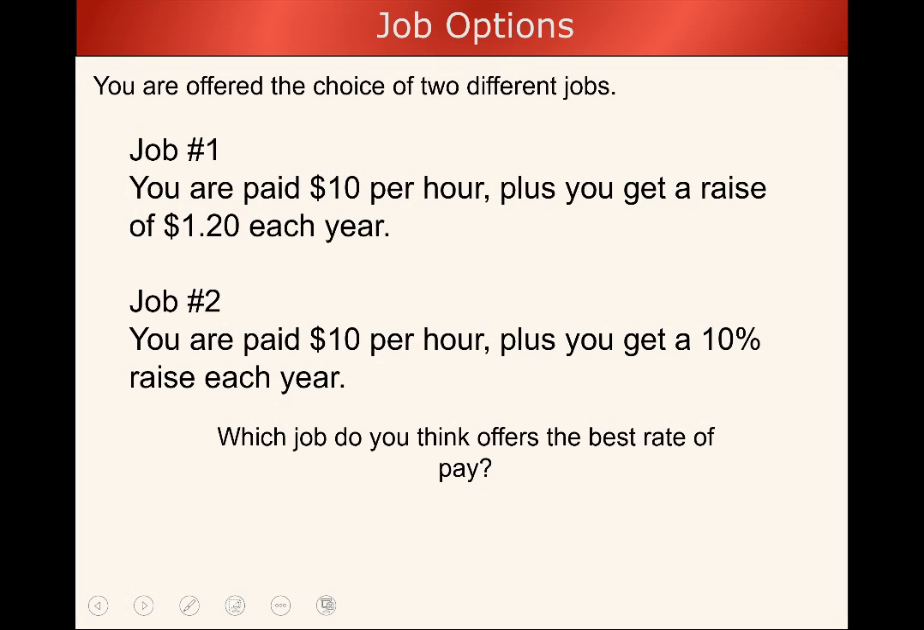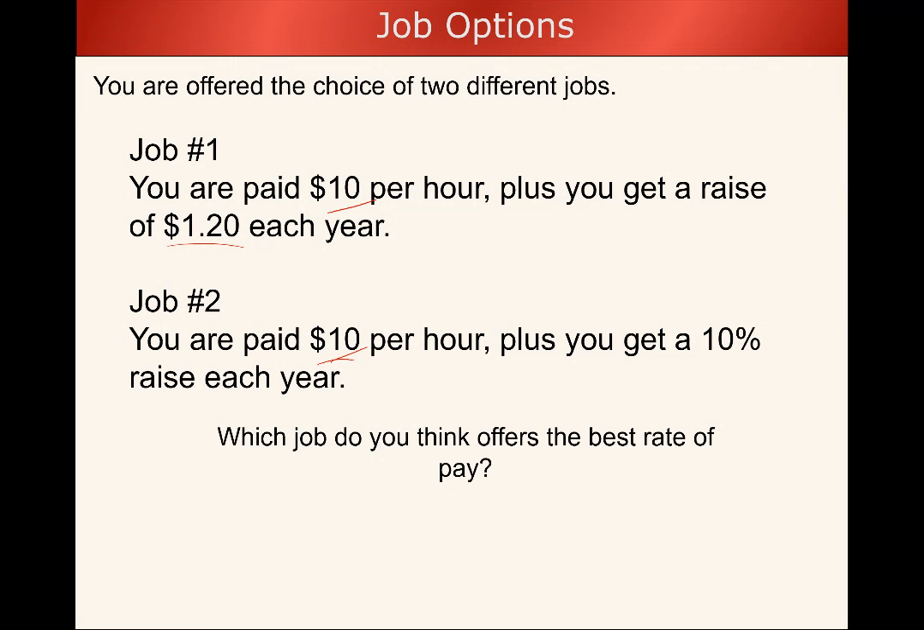I'm going to try and keep this quick because bandwidth is at a premium at my house. So consider this. You're offered two different jobs. $10 an hour for both of them. But job one, it's $10 an hour, plus you get a raise of $1.20 each year. Job two, $10 per hour, plus you get a 10% raise each year. What job do you think offers the best rate of pay?